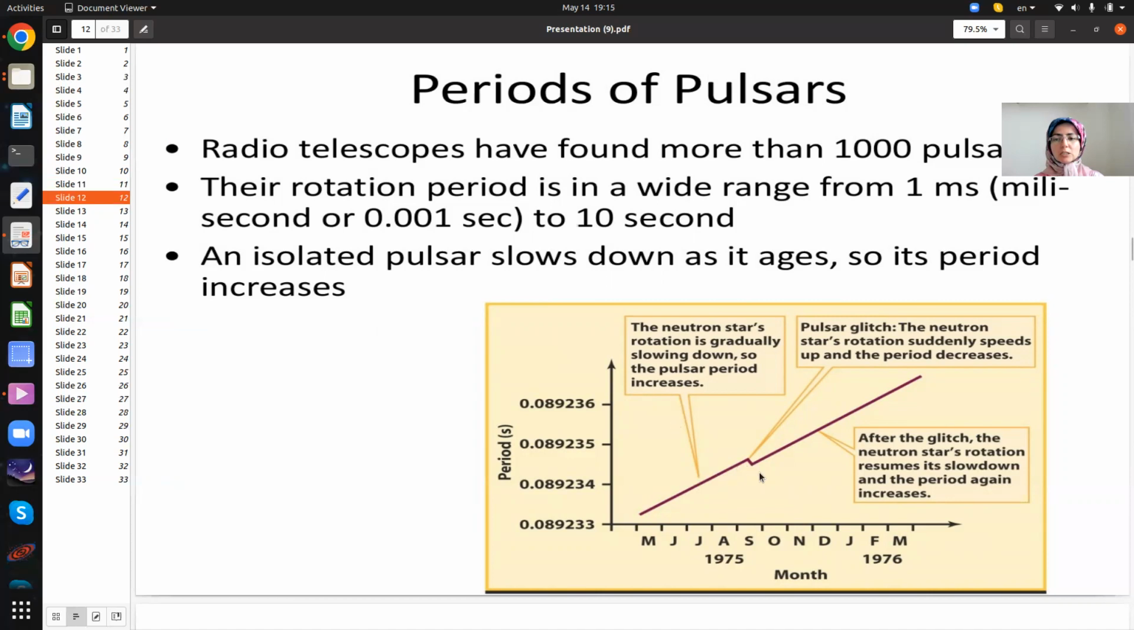Pulsar glitch: the neutron star's rotation suddenly speeds up and the period decreases. After the glitch, the neutron star resumes its slowdown, and the period again increases.